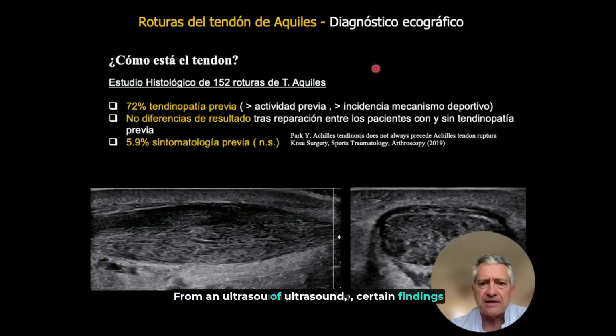From the point of view of ultrasound, certain findings are important to us. First is the echostructure of the tendon itself. It should be noted that in a histological study of 152 Achilles tendon ruptures many years ago, it was found that 72% were associated with previous tendinopathies with or without pain. In fact, pain does not necessarily accompany this tendinopathy in cases of Achilles tendon ruptures. In these cases, we see very marked tendinous thickening and generally even echostructural alterations inside the Achilles tendon itself.